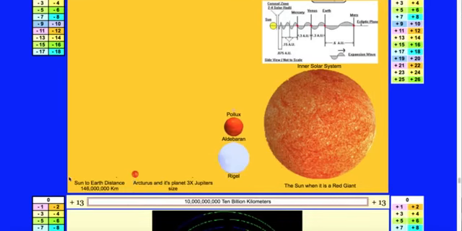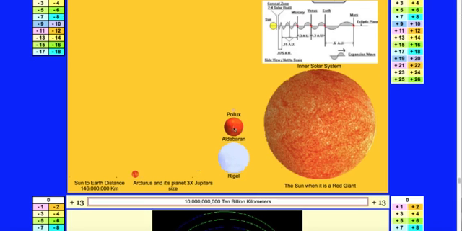I have this here. Huh. Does that really belong there? I'll have to double check. That might be one of them above. But here's Arcturus to its planet, 3 times Jupiter's size. So Arcturus has a planet that there's life on.